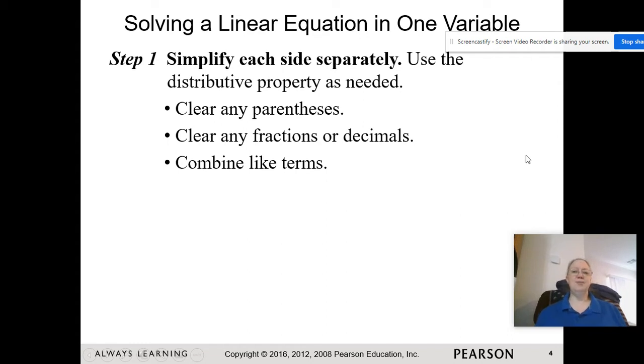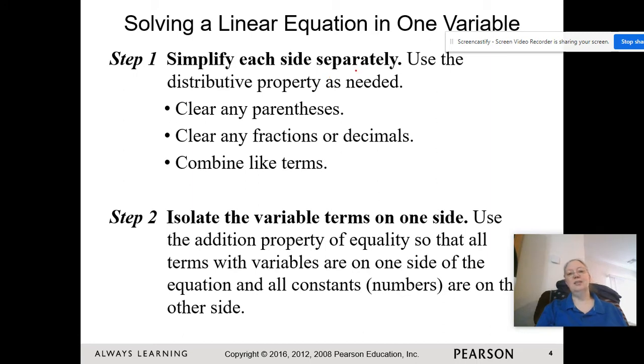Okay, let's suppose you have a fairly complicated looking linear equation. So first thing you want to do is simplify each side. That could involve clearing any parentheses, think the distributive property. It could mean clearing any fractions or decimals. It's always easier to solve an equation with no fractions, no decimals. It could mean combining like terms.